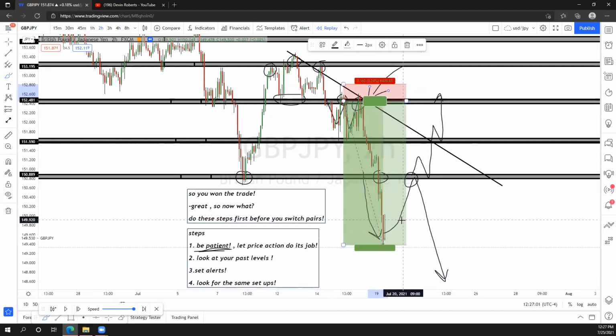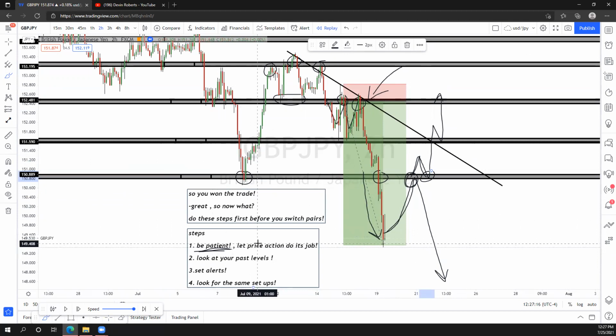So the same thing goes for right here. When price action tries to pull back here, we're looking for the pullback here or a break above, and we're still looking for the pullback at that same exact level. This is exactly what you're doing. You made all this money. So step one, you're being patient. You're letting price action do its job. Let it come back to the same levels. Don't worry about what's happening right now. Look at your same exact past levels.